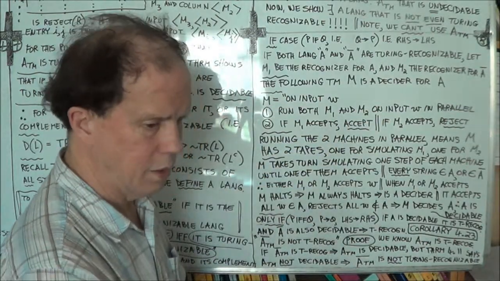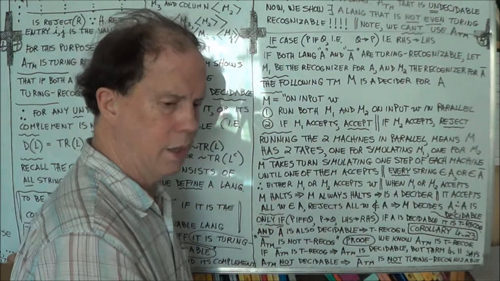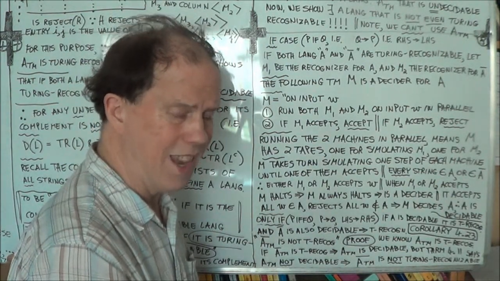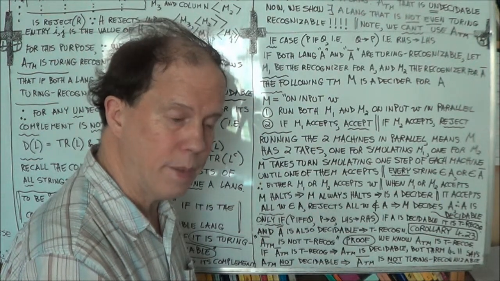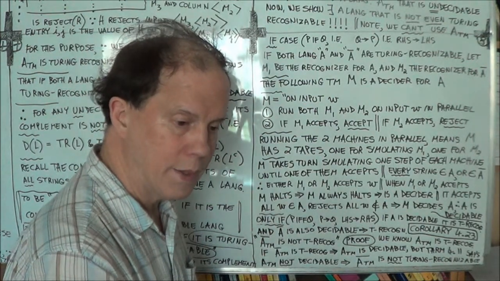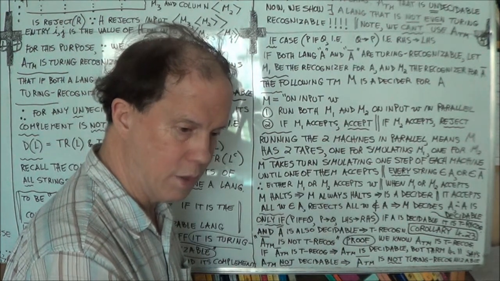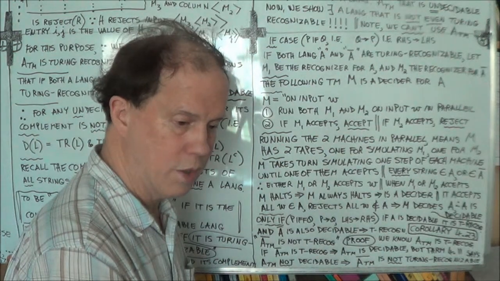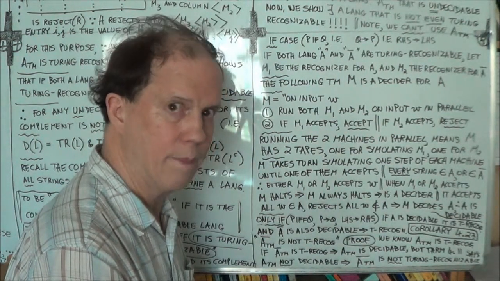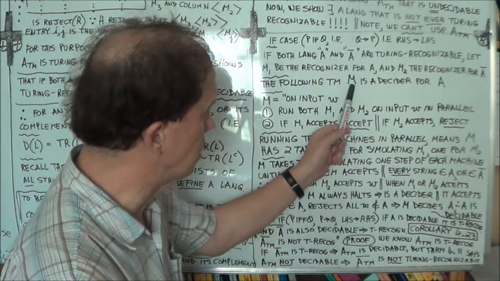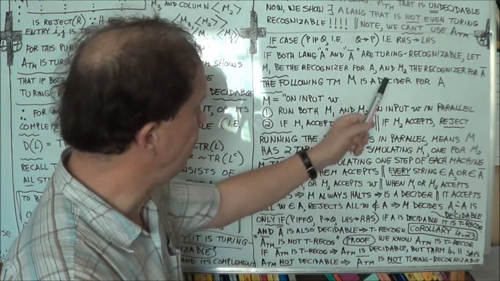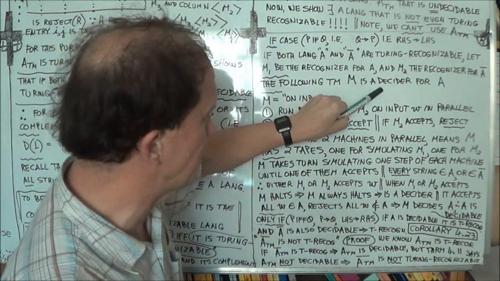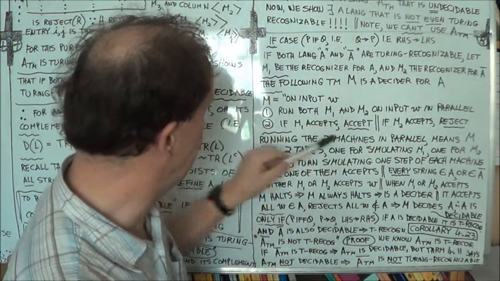M1 and M2, and we can bring them together in a way that creates a new Turing machine, M, that is a decider, right? It will accept all the strings in the language A, and it will reject all the strings not in the language A. We can construct this machine M from M1 and M2, and here's the description of M that makes it a decider of A, right?